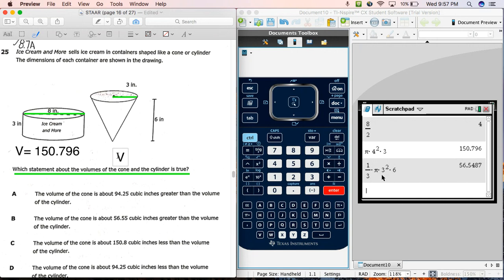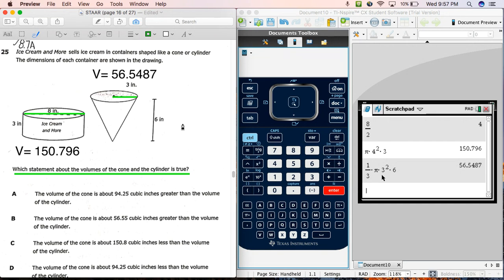So what I'm gonna do is now I'm gonna write that value. V equals 56.5487. And I'm going to put it with my cone. So I know that that's the number for my cone. Okay, that's the volume for my cone.